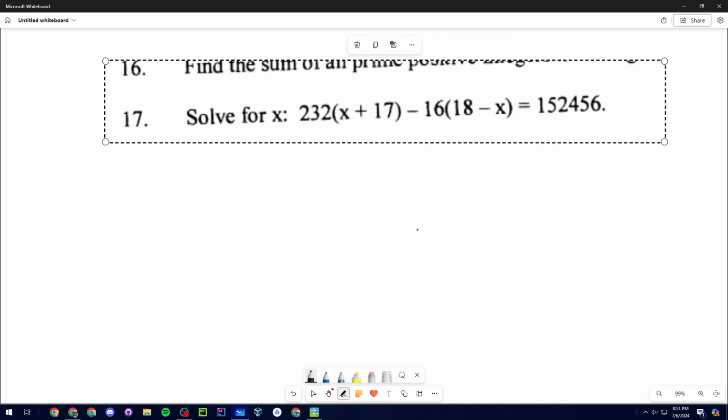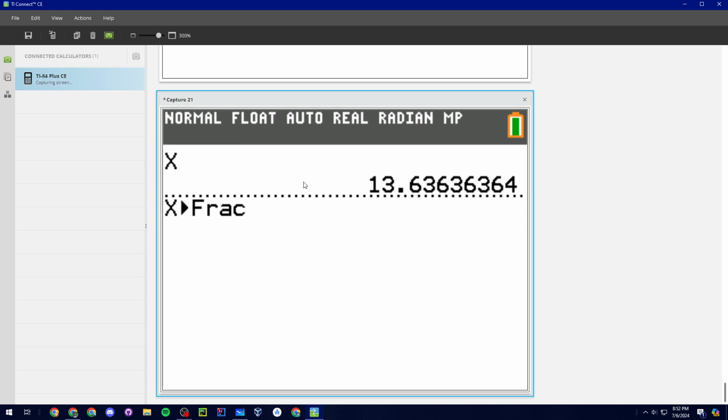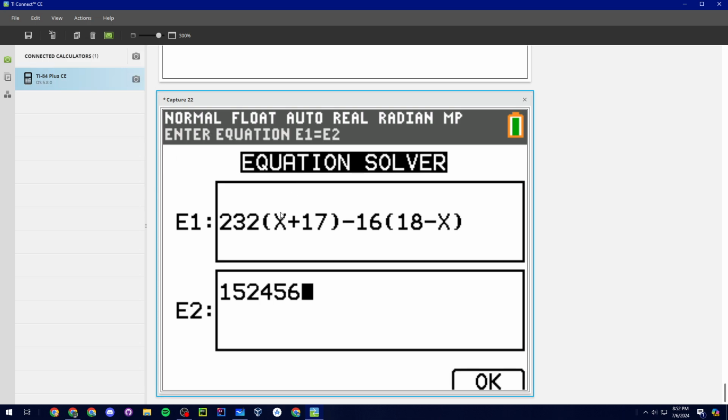So go to math, click up, go to numeric solver. So 332 times x plus 17 minus 16 times 18 minus x equals 152,456. And then that's going to equal like this. Solving for x just gives you this. Wow.